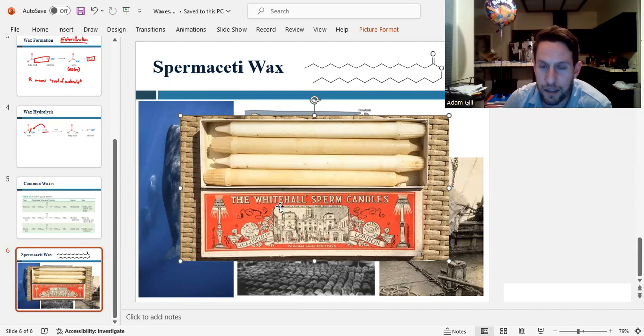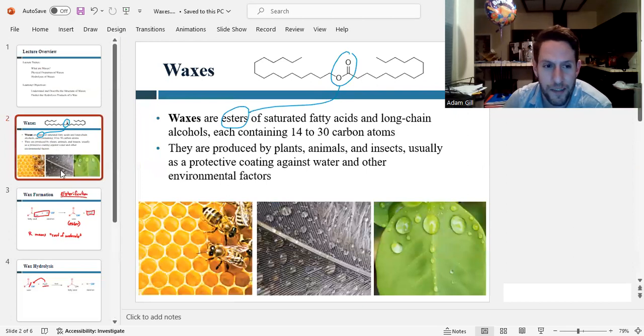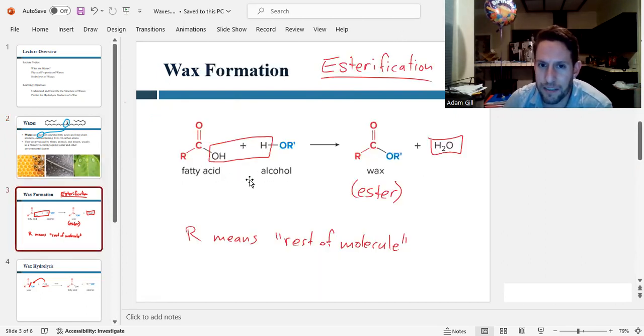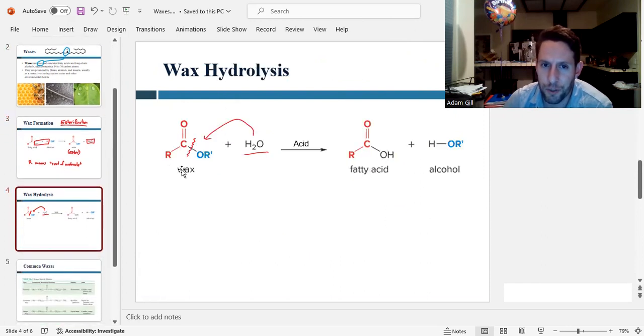Pretty crazy. You don't need to know any of that story. I just thought you might find it interesting since we were busy talking about waxes. So once again, to recap, waxes are esters with long carbon tails on both sides. You make them from a fatty acid and an alcohol doing an esterification, and you can hydrolyze them using acid and water to go back to the fatty acid and the alcohol.